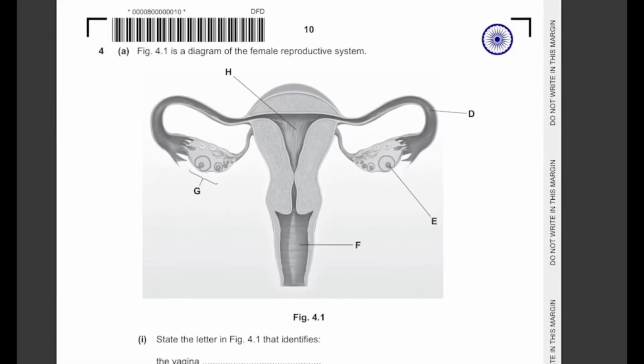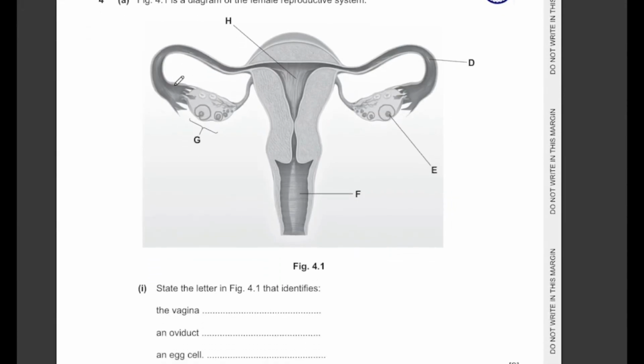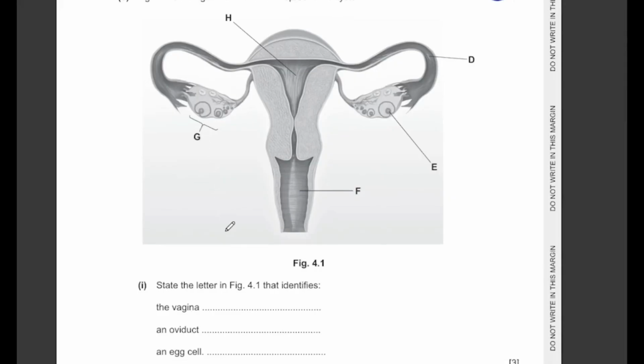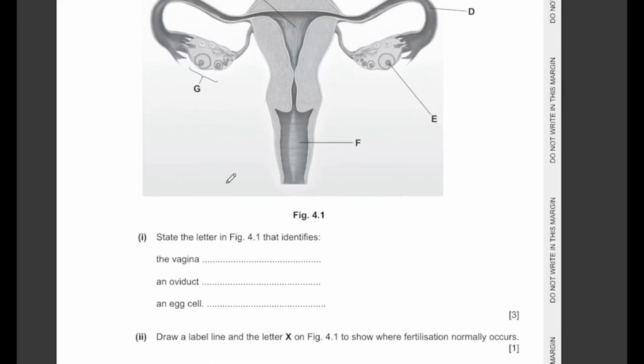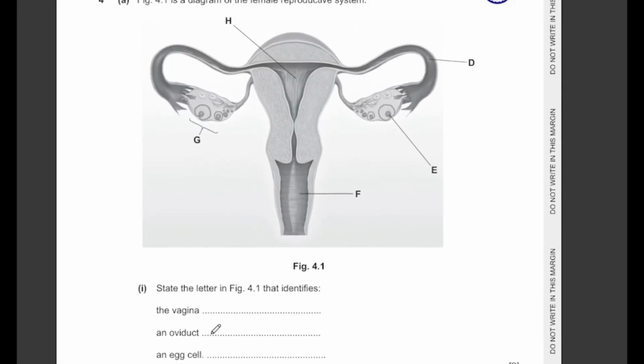What does question number 4 say? Figure 4.1 is a diagram of the female reproductive system. So this is from the reproductive topic. This figure shows the female reproductive system. Now identify the letters: the vagina, oviduct and egg cells. We know the vagina is here, the letter F. So you just need to mention the letter F.